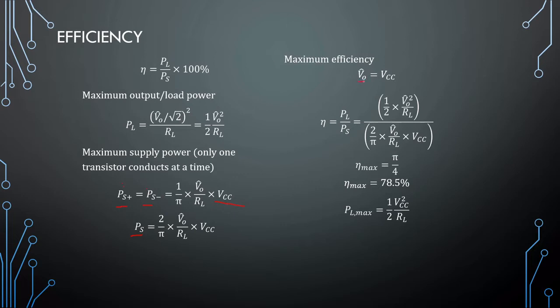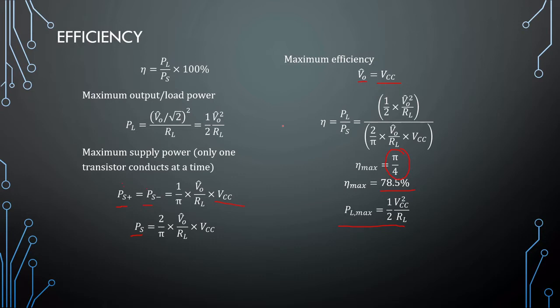And at maximum efficiency, our peak output and our VCC will be roughly the same. So calculating this, our efficiency will turn out to be pi over 4, which is 78.5%. The maximum that we can transfer to the load is VCC squared over 2 times our load. Okay, so this is a very efficient configuration. The only problem with it is the crossover distortion.